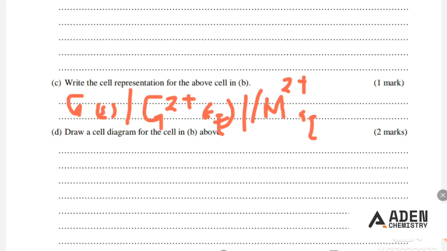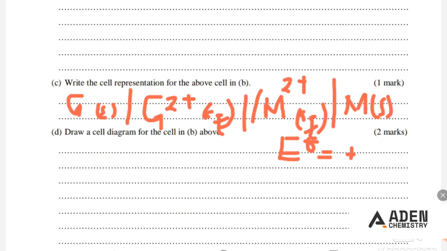in solution form. Then we are going to have the phase boundary. Then we are going to have that substance in solid form. Then we are going to put the standard electrode potential value for this cell, and we have gotten here positive 2.7 volts. That's how we're going to write our cell representation or cell diagram.